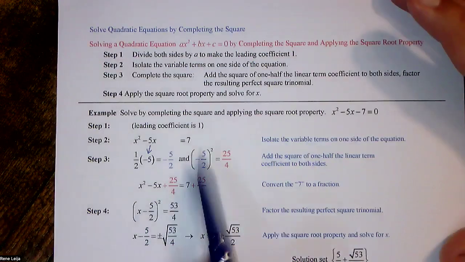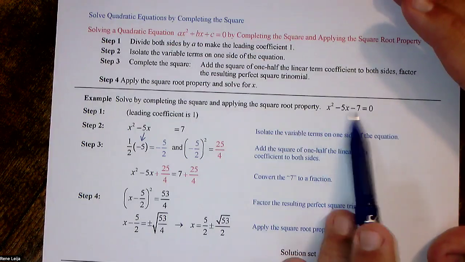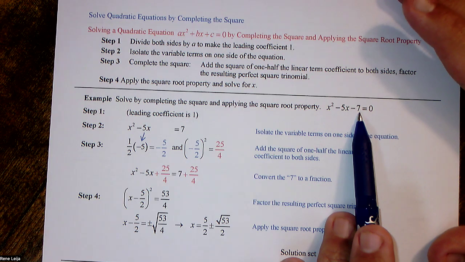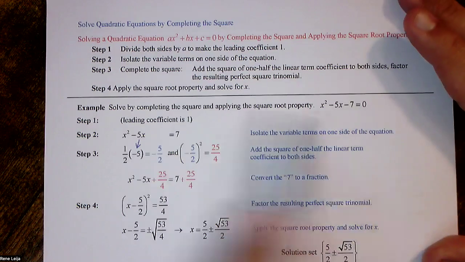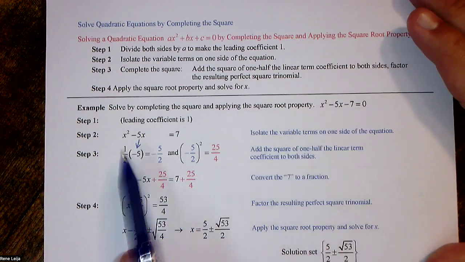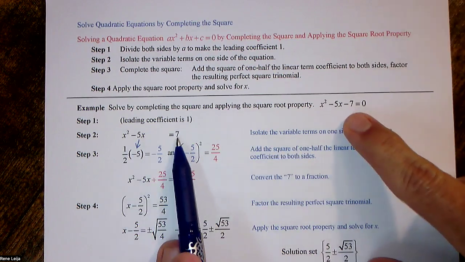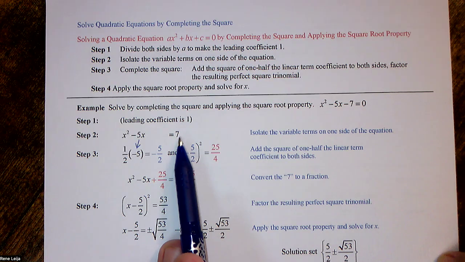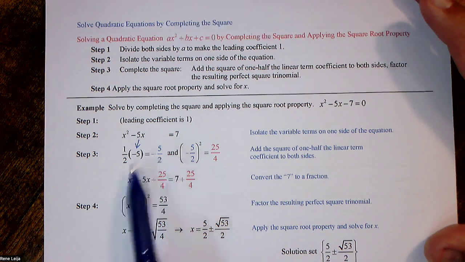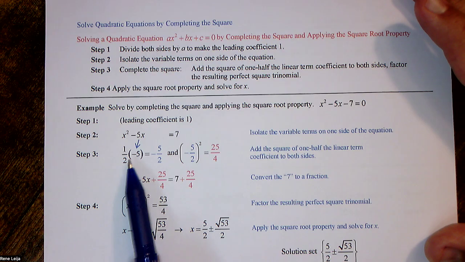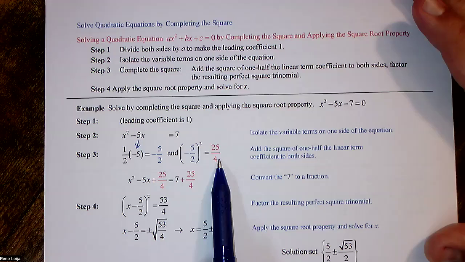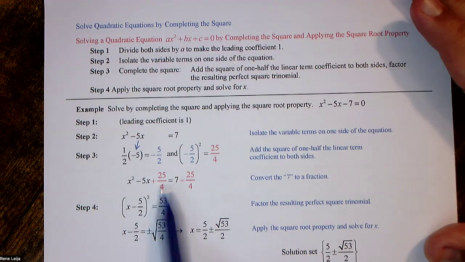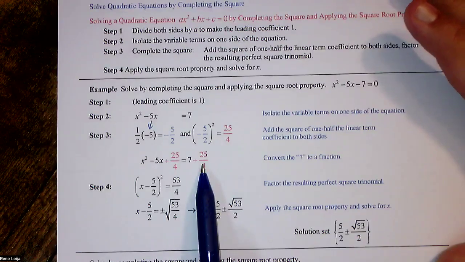Okay. It's kind of easier to show you. So here's the quadratic. I have the leading coefficient is 1, so that's good. So that was step 1. Now, step 2 is that you move this minus 7 to the other side. So there it is. Step 3 is when we complete the square, we take half of the b term, which is -5. We squared it, and then we add that to both sides. And then step 4, we apply the square root property.